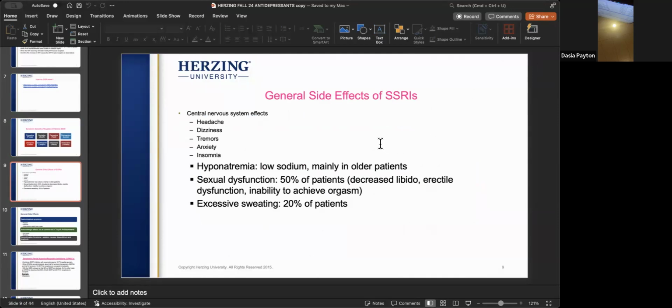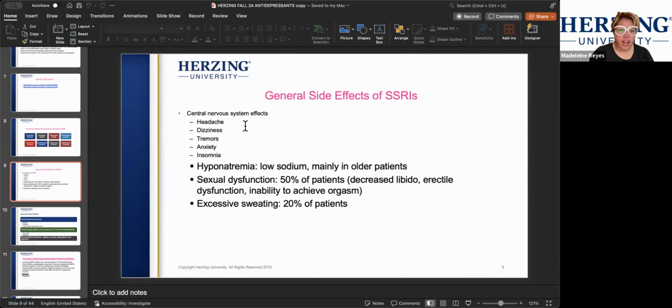General side effects of SSRIs. In the central nervous system: headaches, dizziness, tremors, anxiety, and insomnia. Hyponatremia, low sodium, mainly in older adults. So in the older population, make sure that you start really low and slow. Sexual dysfunction: 50% of patients get sexual dysfunction, usually decreased libido, erectile dysfunction, and inability to achieve orgasm. So that's something we need to assess whenever we have anybody on SSRIs. And excessive sweating in 20% of patients.